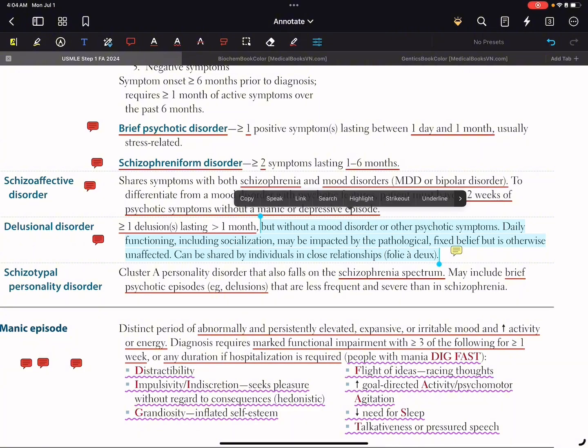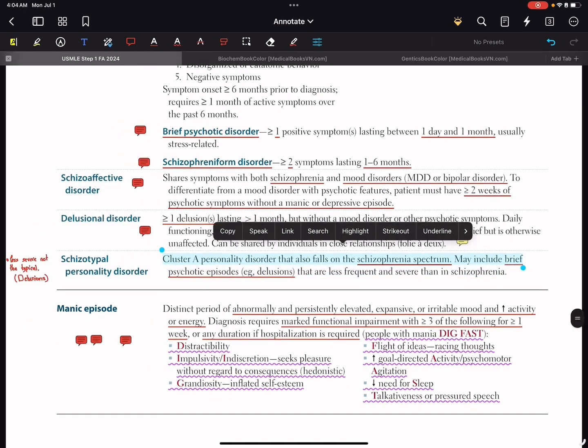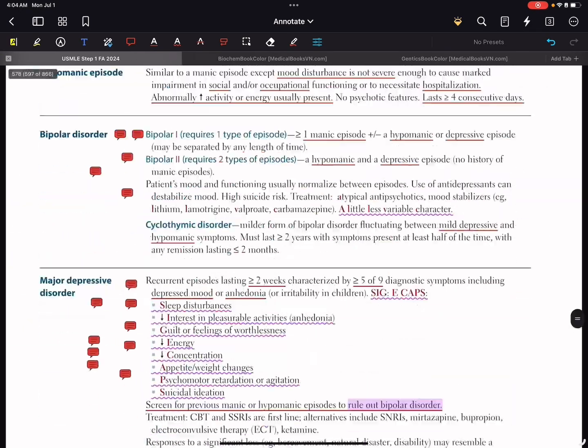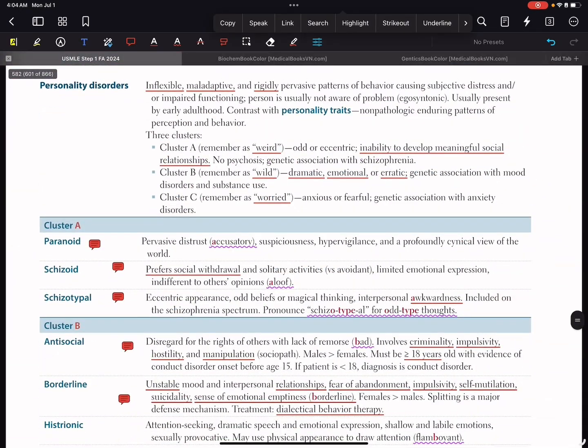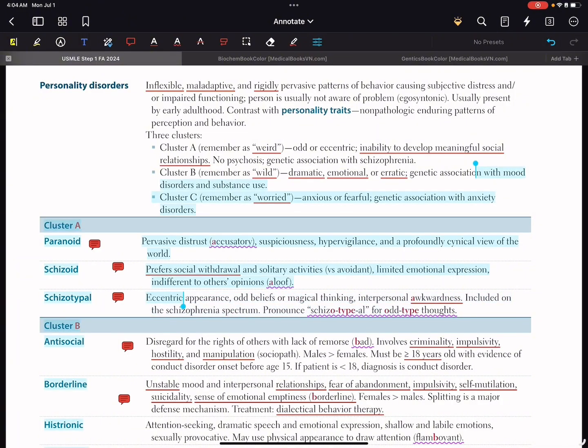Okay, typical personality disorders. Cluster A personality disorders fall on the schizophrenia spectrum and may include pre-psychotic episodes, with delusions that are less frequent and severe than in schizophrenia. So that's just less frequent and severe. This is the cluster A personality: typically eccentric appearance, beliefs and magical thinking. Yeah, this is very characteristic of beliefs and magical thinking, along with interpersonal awkwardness, included in the schizophrenia spectrum. Okay.